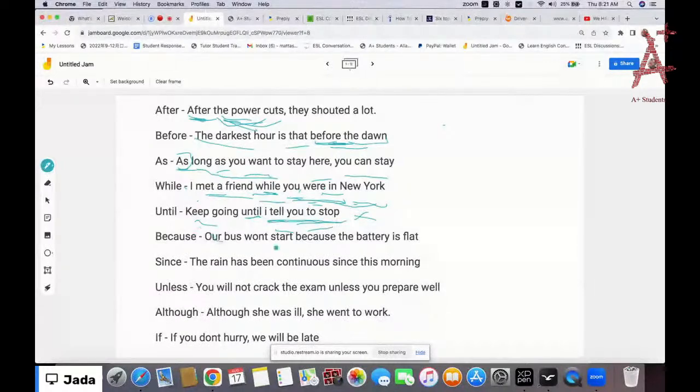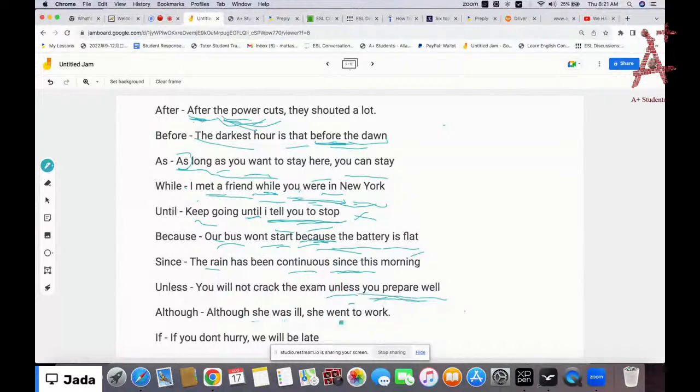Our bus won't start because the battery is flat. Because here, the rain has been continuous since this morning. The rain has been continuous since this morning. So the subordinating conjunction always joins together the independent clause. Now, you will not crack the exam unless you prepare well. Unless you prepare well. So the dependent clause, you prepare well, doesn't make sense alone.